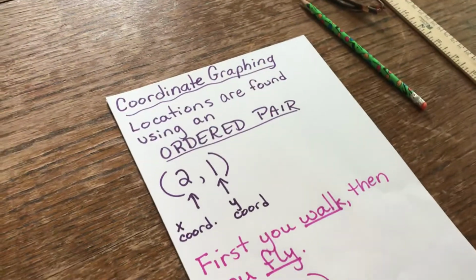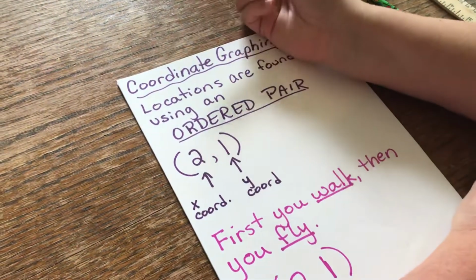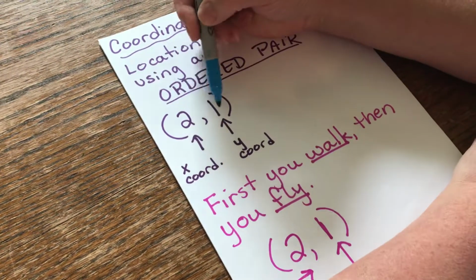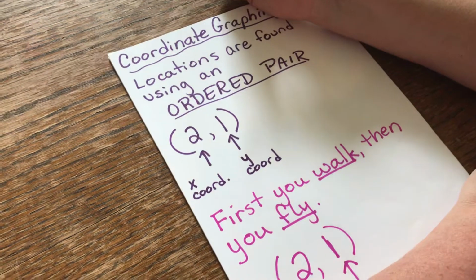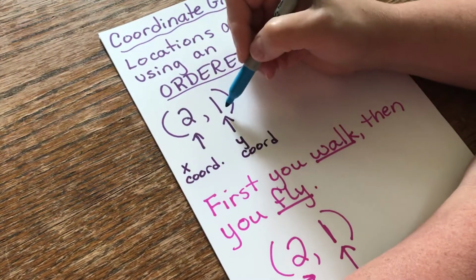Coordinate graphing. Locations are found using an ordered pair. What you'll find when it asks you to go to your graph is it's going to give you two numbers inside parentheses. This is called an ordered pair. The first number is called the x-coordinate. The second is the y.